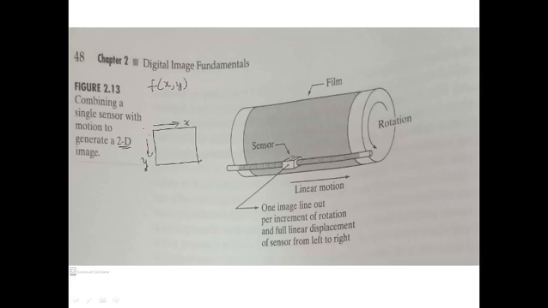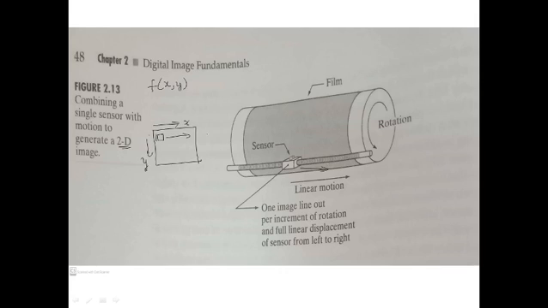You have only one element, and this one element should capture the whole image. So we need to move this element in the x direction, and along with that we need to move it in the y direction also. We have placed this single element on a screw. When the screw rotates, the element moves in this direction. With the help of the screw, we accomplish the movement of the sensor in the x direction.